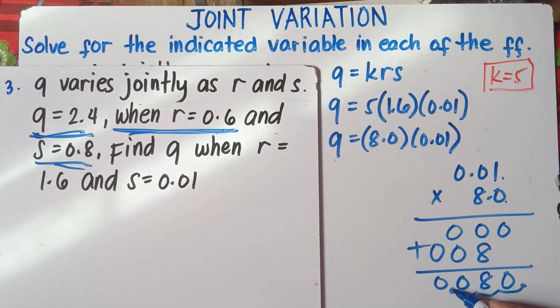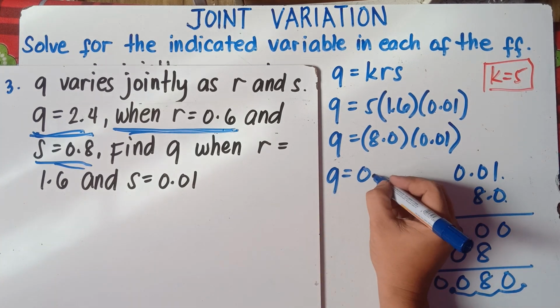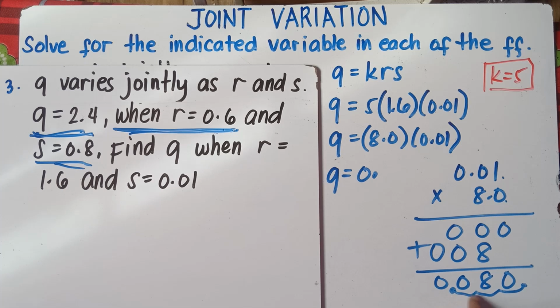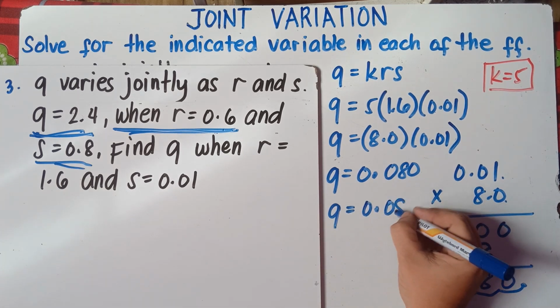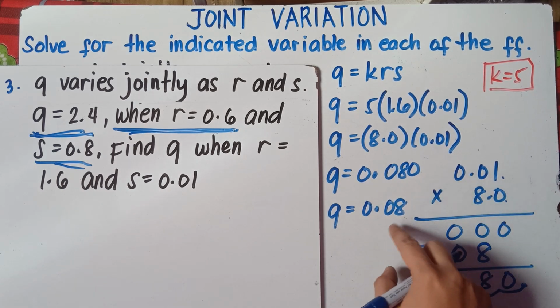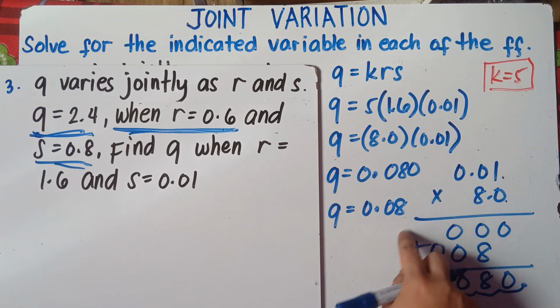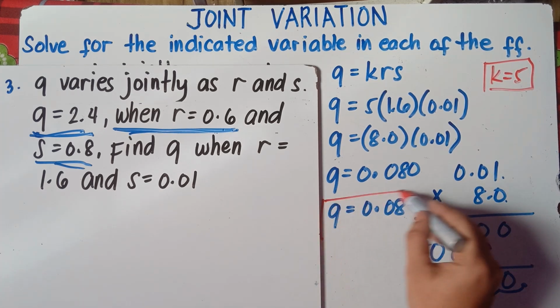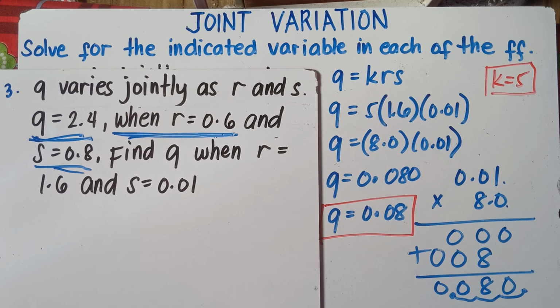1, 2, 3. Alright, so our answer is Q equals 0.080. This is just the same as Q equals 0.08. So once again, class, you can actually remove this last 0. 0.080 is just the same as 0.08. So therefore, our answer is 0.08. That's it, class. Quite complicated, right, if you're dealing with decimals. So that's how you find Q, class.